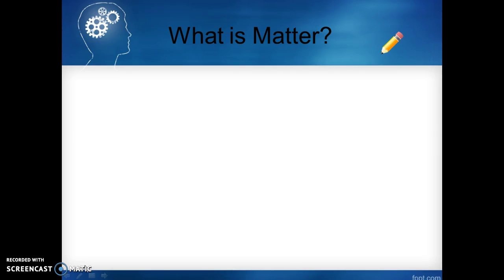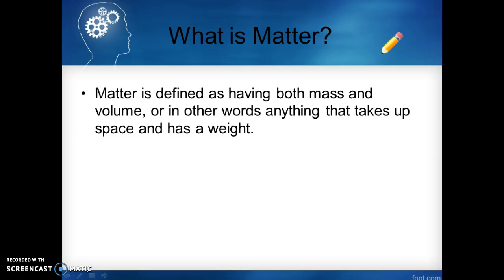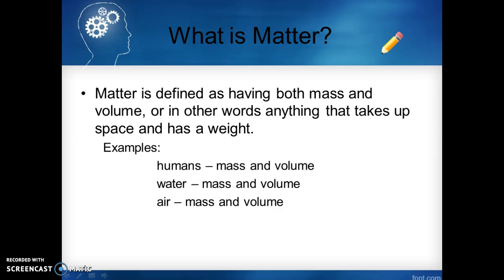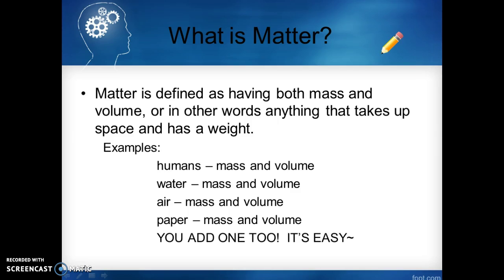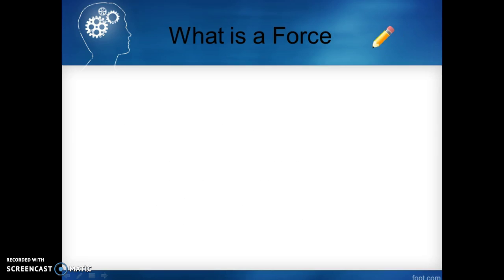So what is matter? By now you should have a decent understanding that matter is defined as having both mass and volume, or in other words, anything that takes up space and also has a weight. Some examples can be pretty much anything. Humans, we have a mass and volume, water, air, paper, you name it. Anything you can see, touch, has mass, volume, is made of matter.